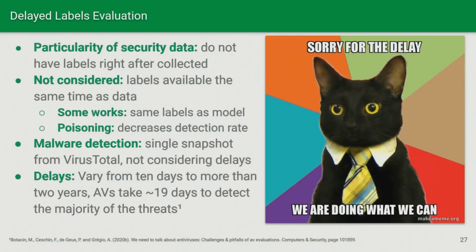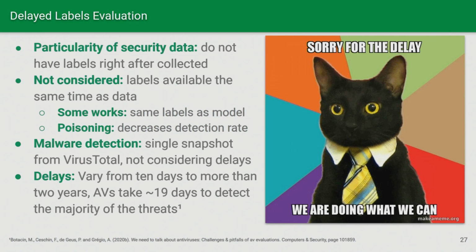The last step in creating a solution is the evaluation, where we have the problem of the delay labels. One of the challenges in evaluating security solutions that use machine learning is the delay in making labels available. This directly affects how the evaluation is done, since labels do not exist right after the data is collected. This problem is not considered by many works. They consider that labels are available right after data collection.